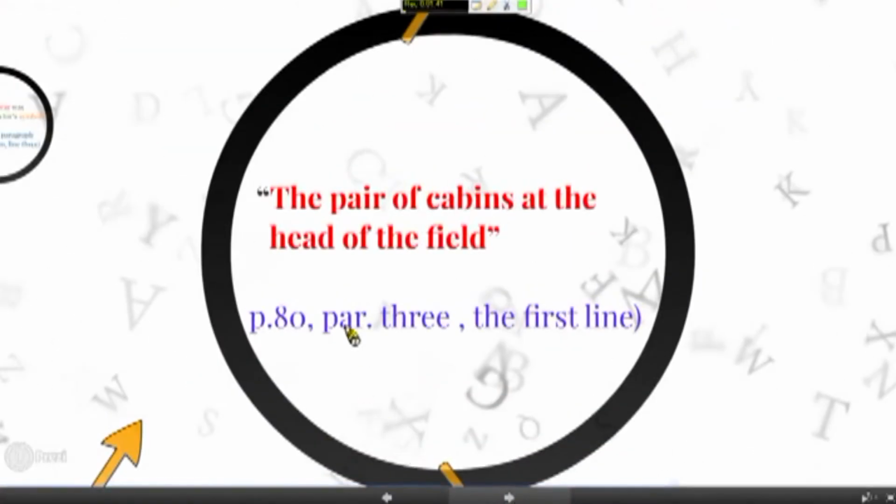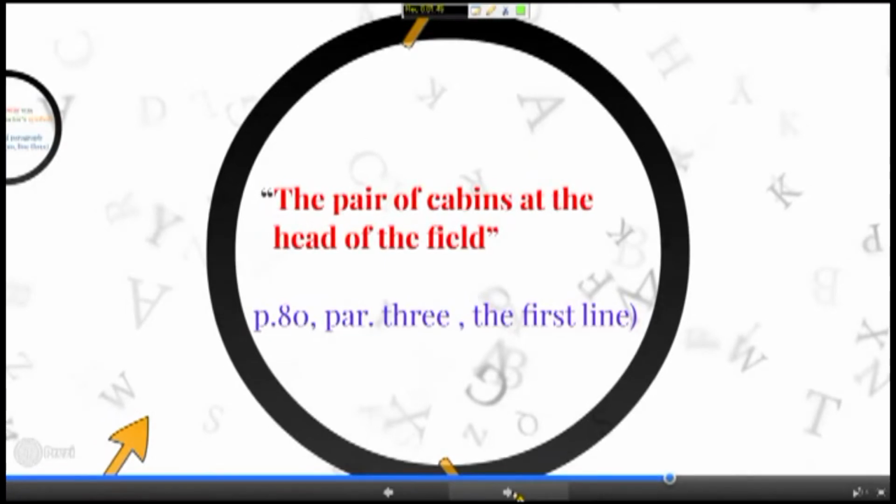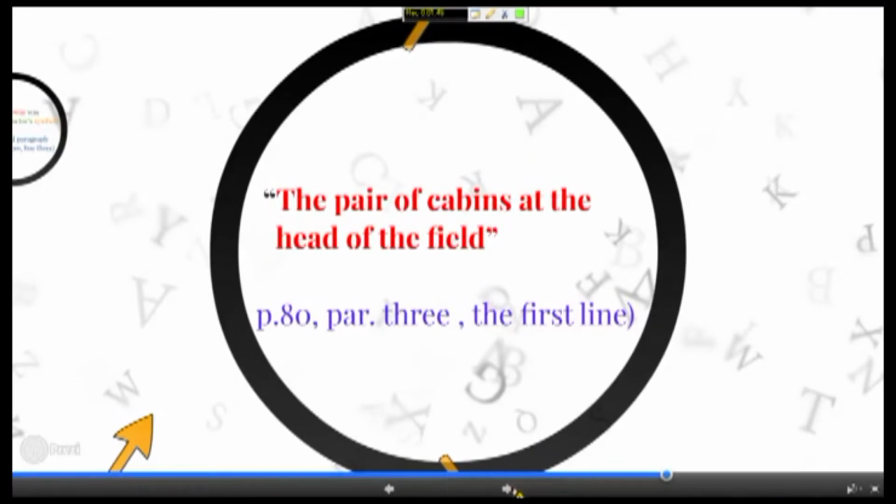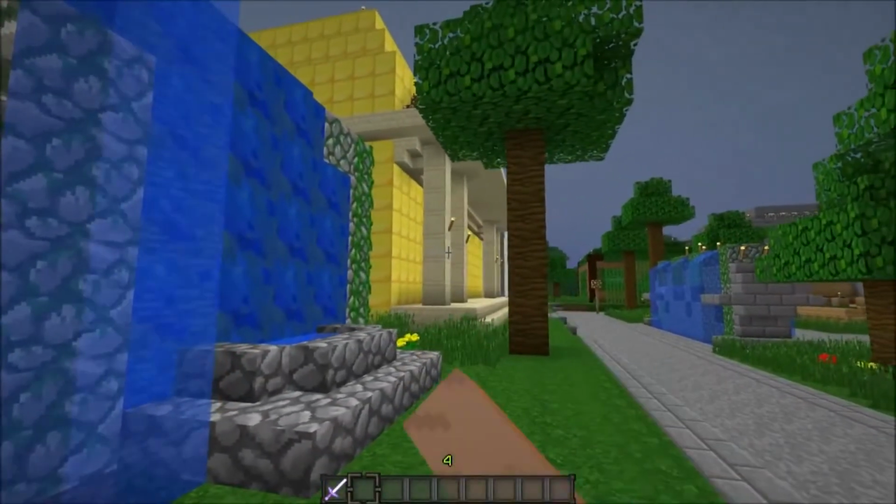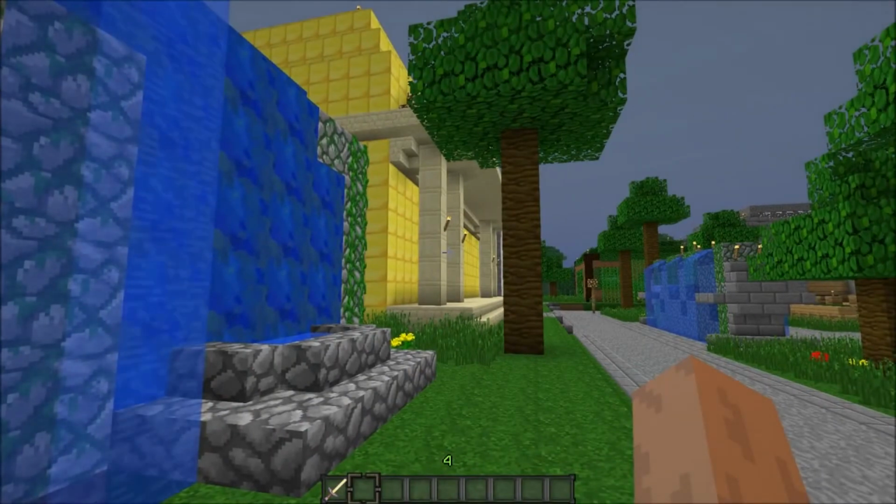And in the third paragraph on the same page, the first line says, "the pair of cabins at the head of the field." So now you can draw 2 cabins, cabin 1 and cabin 2.